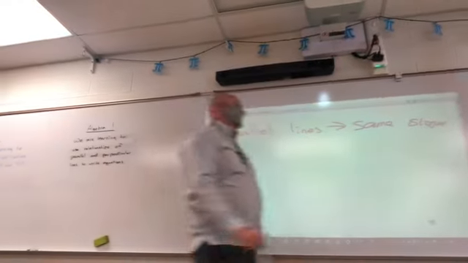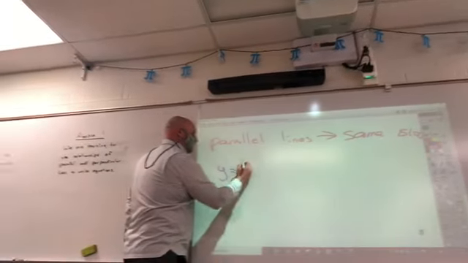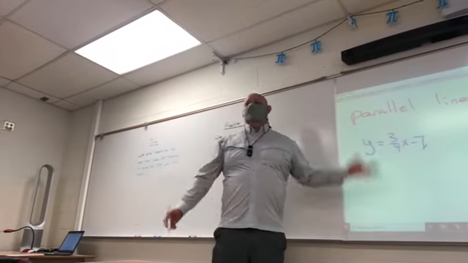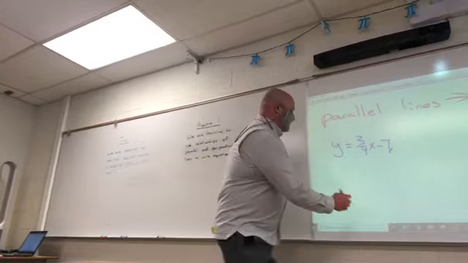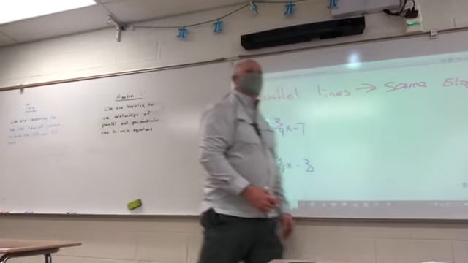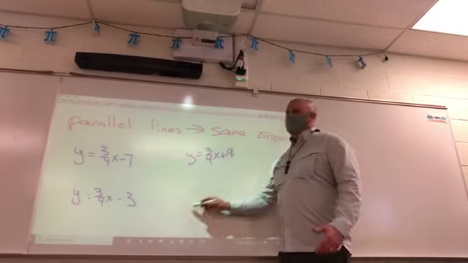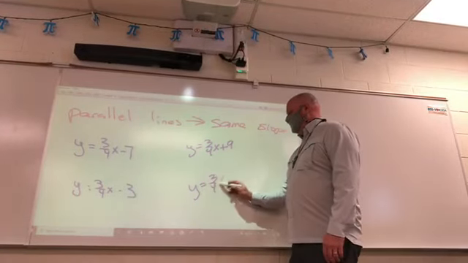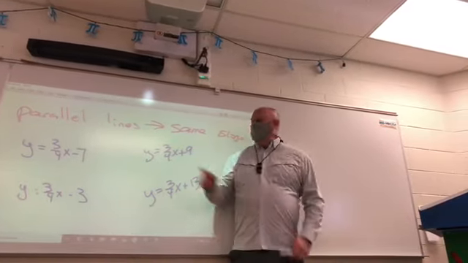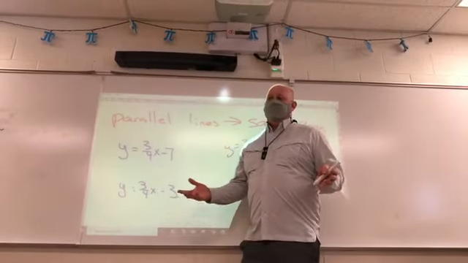Easy. So, if I said I have a line, y equals 3/4 x minus 7, tell me another line that's parallel to this one. Y equals 3/4 x minus 3. Give me another one. Y equals 3/4 x plus 9. Another one. Y equals 3/4 x plus 13. What's the only thing that has to happen? The slopes all have to be the exact same, and then the y-intercepts would just be different.